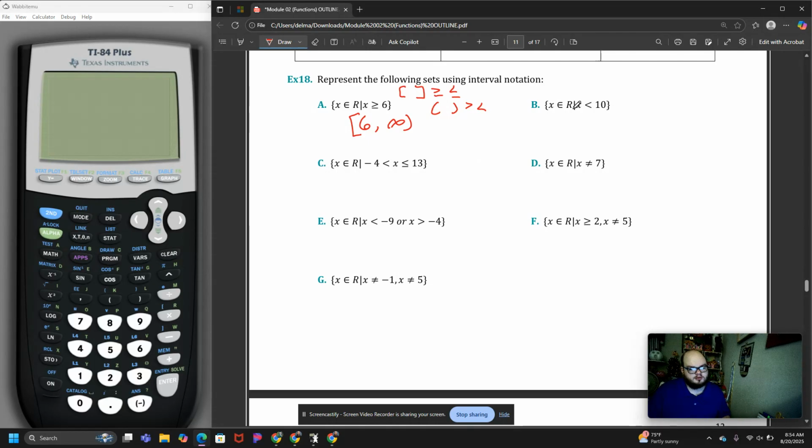So now let's look at this one. This one says x has to be less than 10. So 10 is the large number. It can be anything smaller, so negative infinity. That doesn't have a line under it, so it's a parenthesis. This says that x is between negative 4 and 13. Well, it's got to have a parenthesis. This one's got an underline, so it's got to have a bracket.